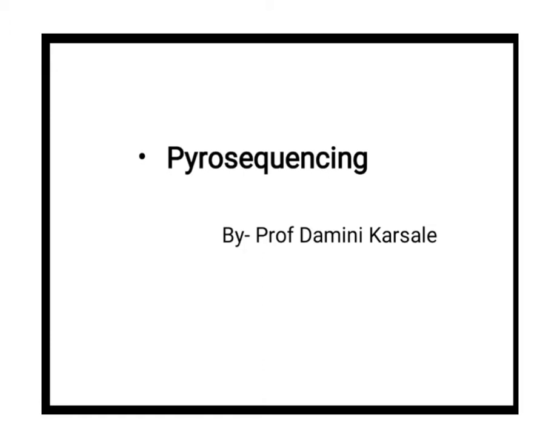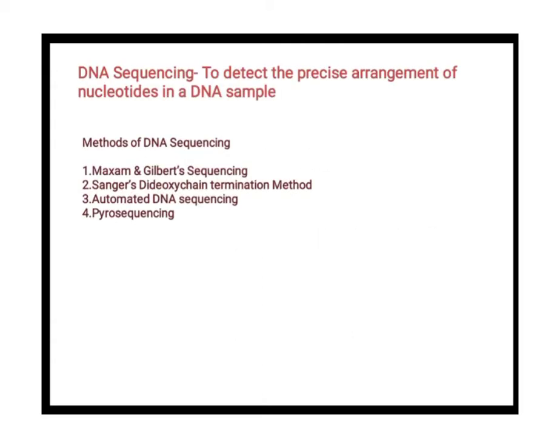Hello friends, so today we are going to see the topic of pyrosequencing. Pyrosequencing is nothing but a DNA sequencing technique. To start with, what is the exact definition of sequencing? Sequencing is a process where we analyze the exact position of nucleotides in a DNA sample. These nucleotides are adenine, thymine, guanine, and cytosine, and we want to understand where they are situated in the whole genome. Now this sequencing technique involves various methods for detection.